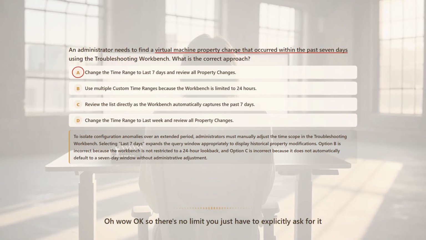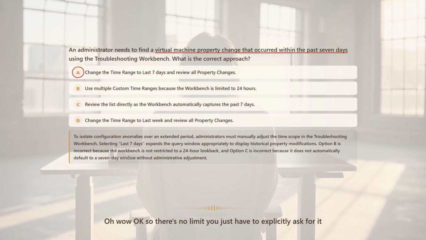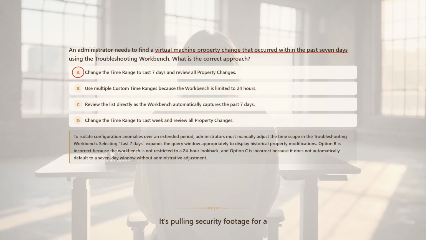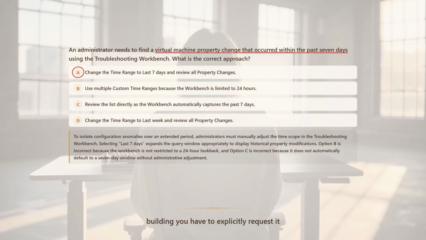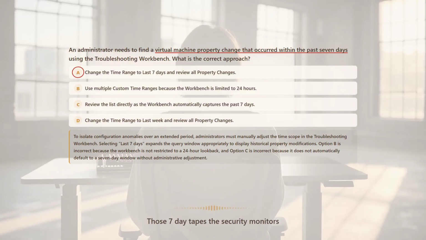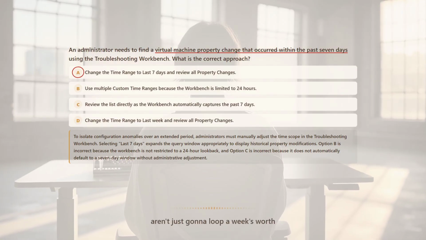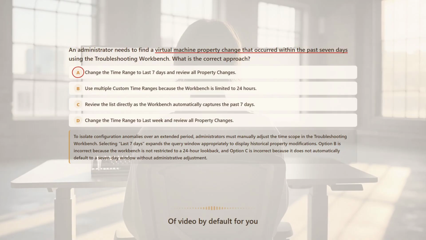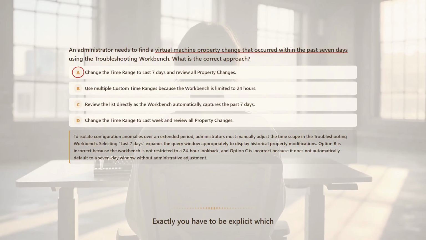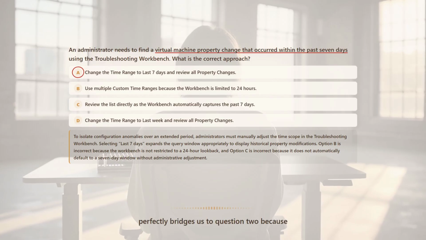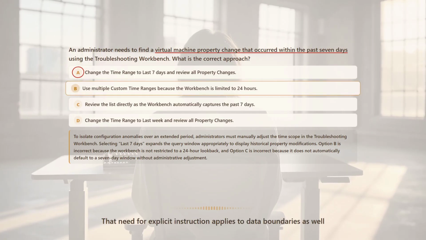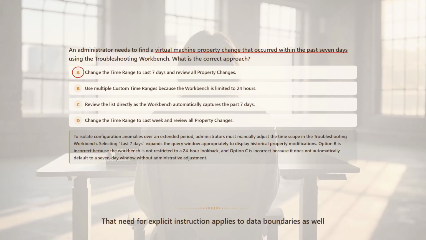Oh, wow. Okay, so there's no limit. You just have to explicitly ask for it. It's kind of like pulling security footage for a building. You have to explicitly request those 7-day tapes. The security monitors aren't just going to loop a week's worth of video by default for you. Exactly. You have to be explicit, which perfectly bridges us to question 2, because that need for explicit instruction applies to data boundaries as well.